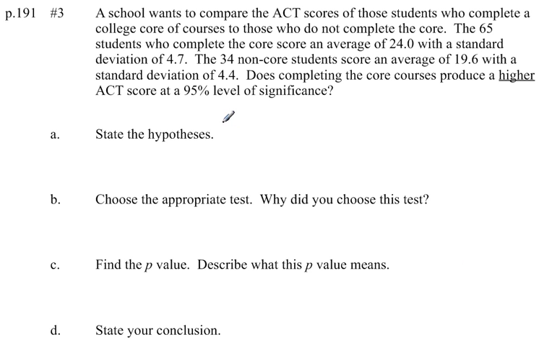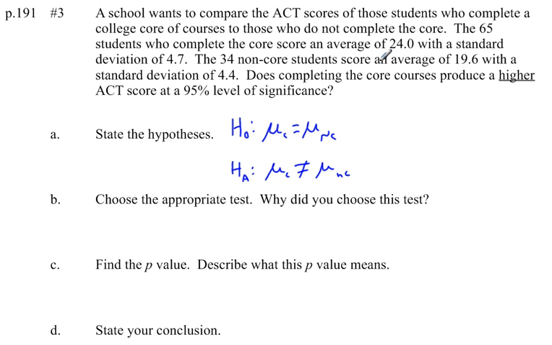Okay, so from that information, I think we can state our hypotheses. Our null hypothesis is that the average ACT score of people who complete the core is equal to the average ACT score of people who do not complete the core. I'll say NC. And what we're trying to show is that the average who complete the core is not equal to the average who do not complete the core.